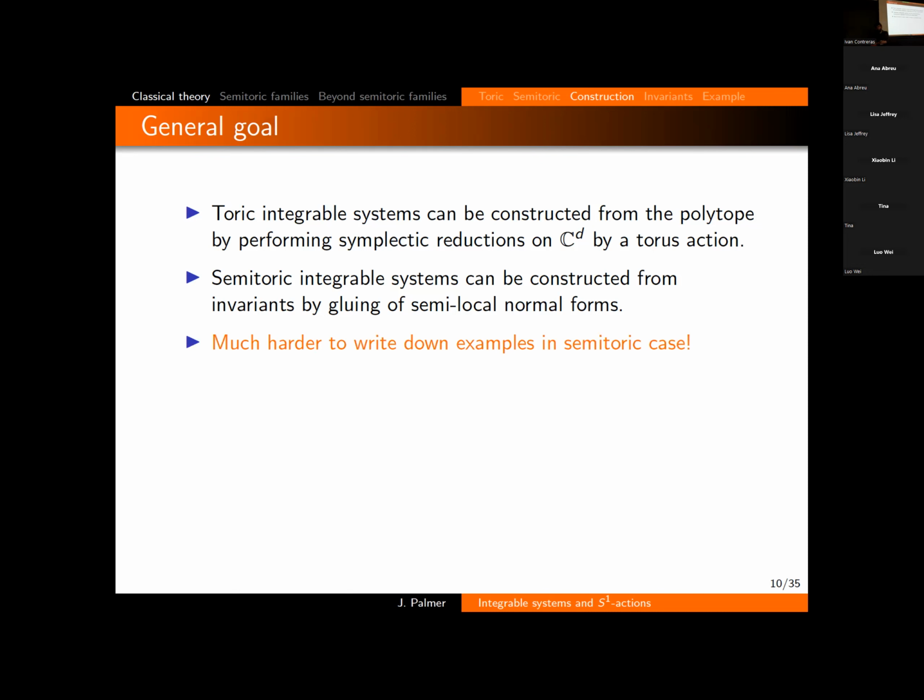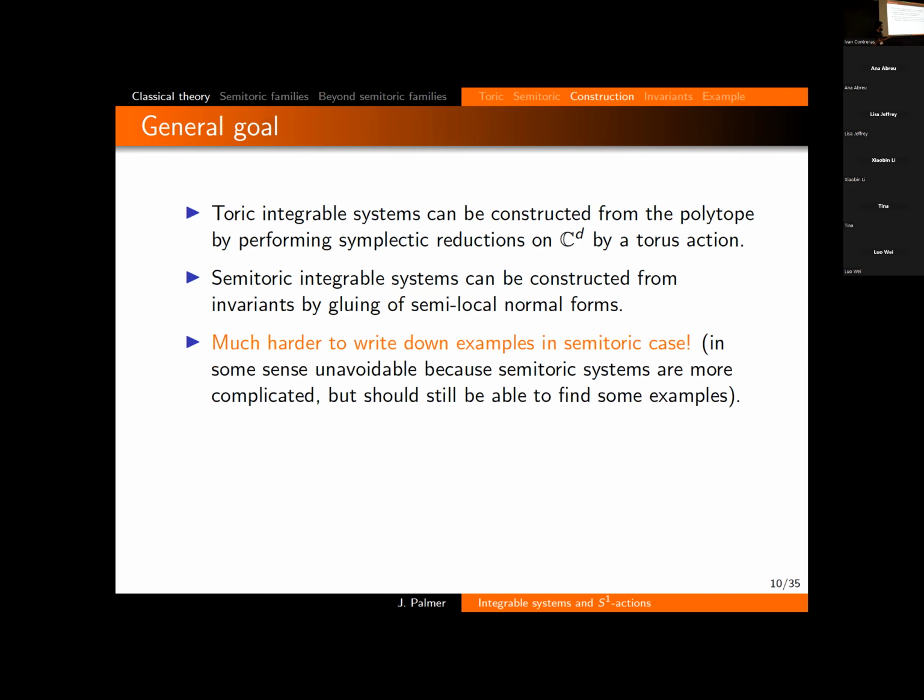Say, oh, okay, I want to compute the invariants, or I want to learn something about the system. Let's write down a system is a really hard question, actually, which I don't know if it's surprising or not. In some sense, it's unavoidable because semi-toric systems are more complicated, and we're allowed to do smooth perturbations and things change in a strange way. But at least when I was first thinking about this, I was thinking there should be some examples.